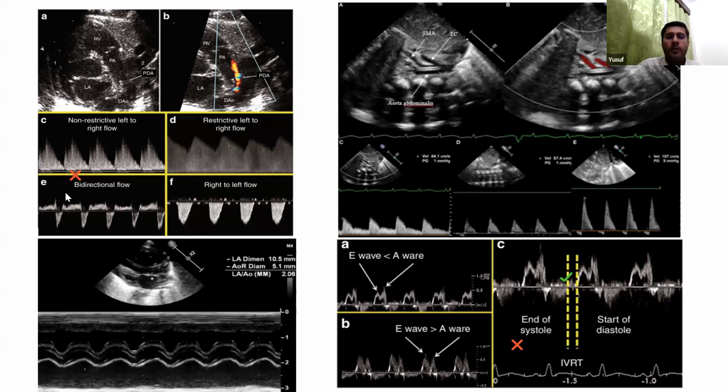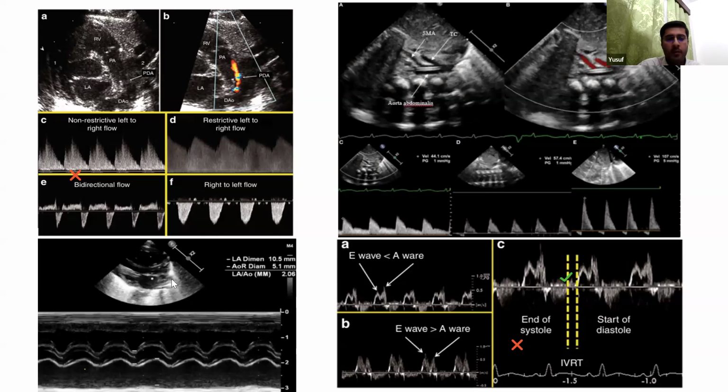And the other two are the common waveforms which we see when we are dealing with a baby with PPHN. So a bidirectional flow, as well as a complete right to left flow. So these two waveforms we shouldn't be treating.